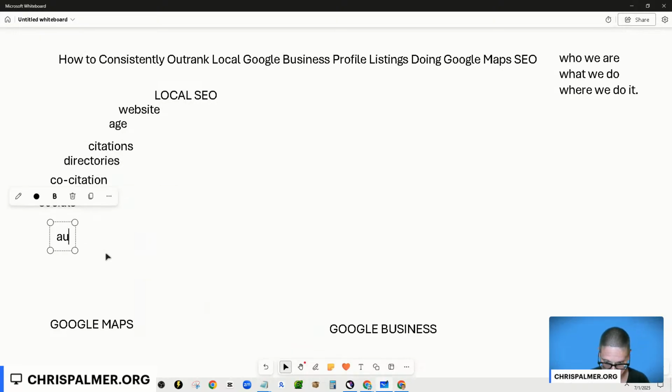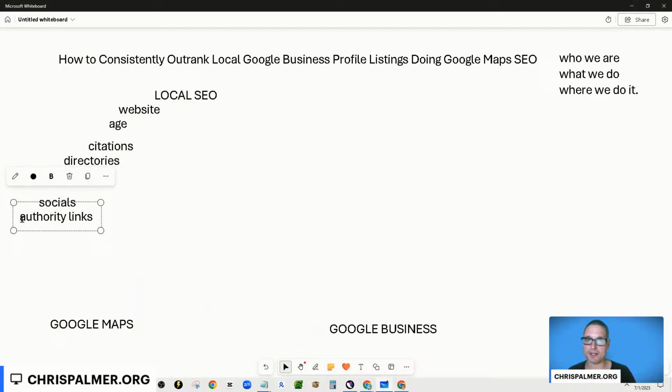And then we're going to talk about authority links. Now, authority links could be from what? High DR websites, reiterating the point of who we are, what we do, where we do things. Or it could also be a press release like a Yahoo or Business Insider or an AP News, any authoritative asset. All we're really doing is reiterating who we are, what we do, where we do things.